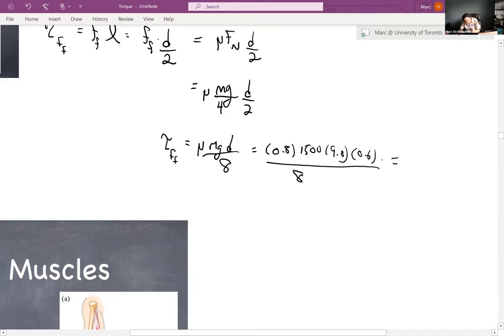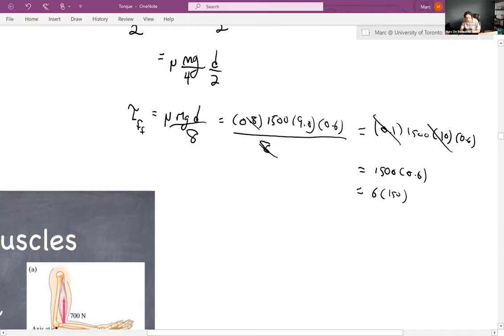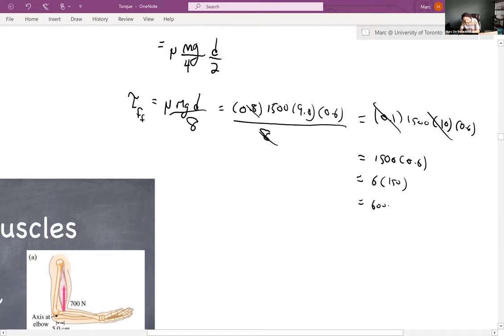Now, if I had to ballpark this, let's see here, 8 and 0.8 would be 0.1 times 1500, oops, 1500, not 15,000, times, let's say 10 and 60%. So let's see, without a calculator, this would be 150 times 10. Oh, I guess these two would cancel. So it would be about 60% of 150. So it would be about 6 times 150, which would be 600 plus 300 equals 900.